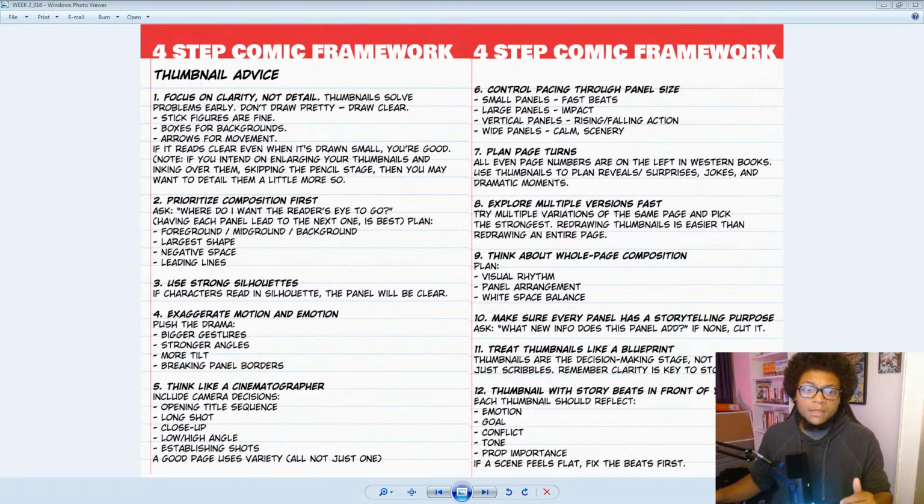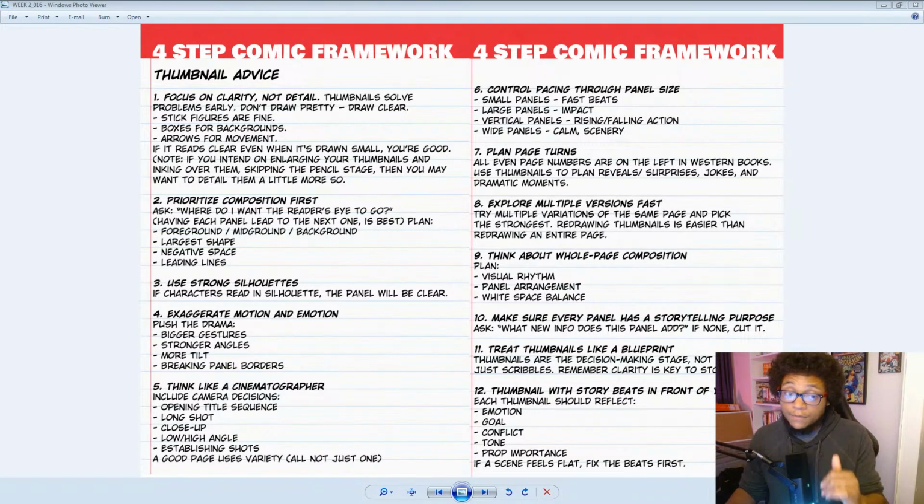One great example is using strong silhouettes. Generally speaking, whenever you're drawing thumbnails, you don't necessarily have to make them detailed at all. A lot of people don't. Personally, what I do is I'll make them detailed enough because I usually just enlarge them, and then I pencil over them and start inking and all that stuff. That's what I do because I draw digitally. It makes it a lot easier and a lot quicker.